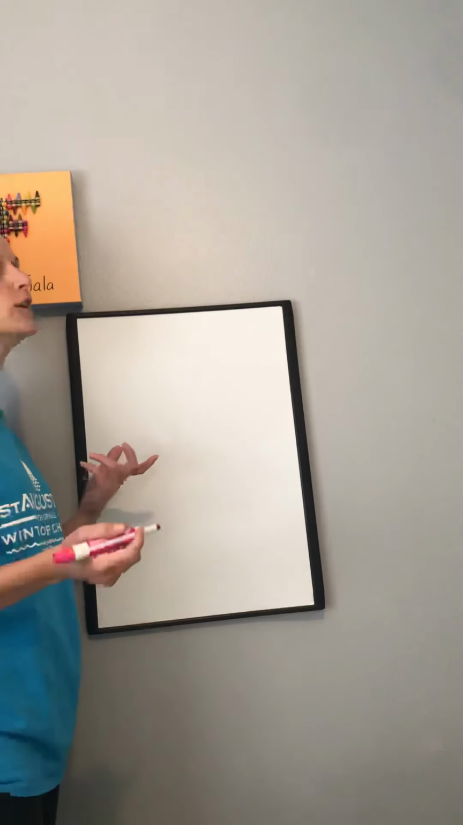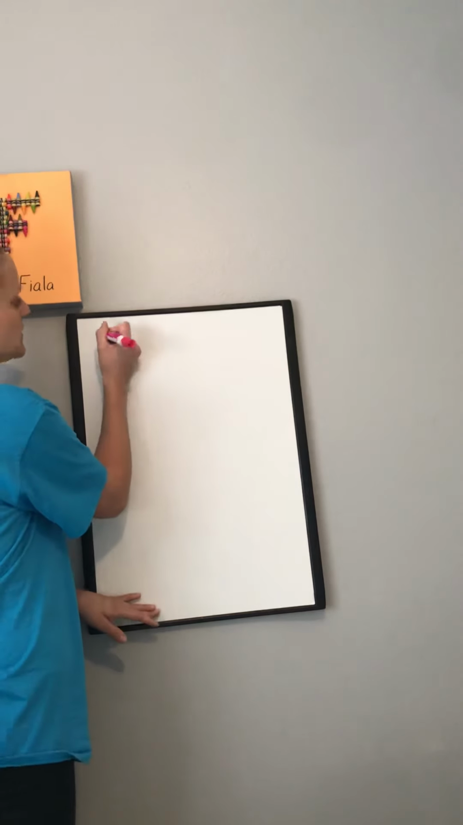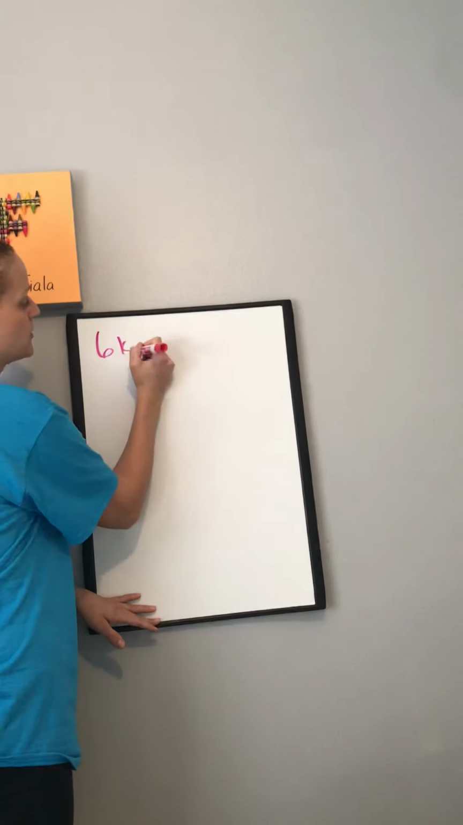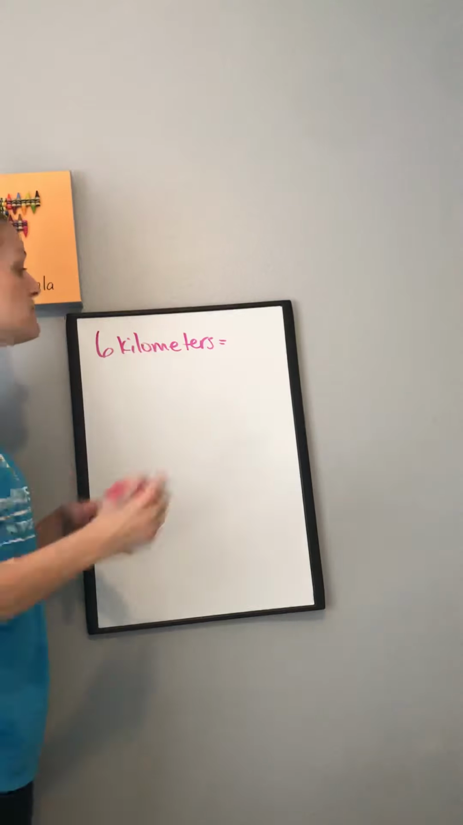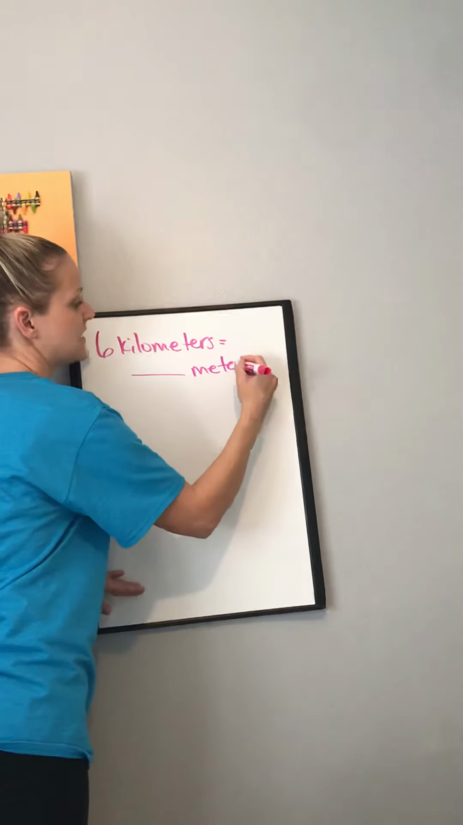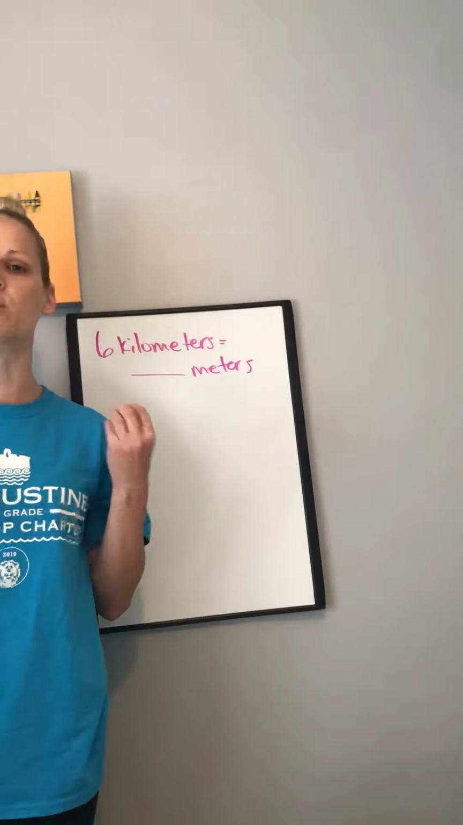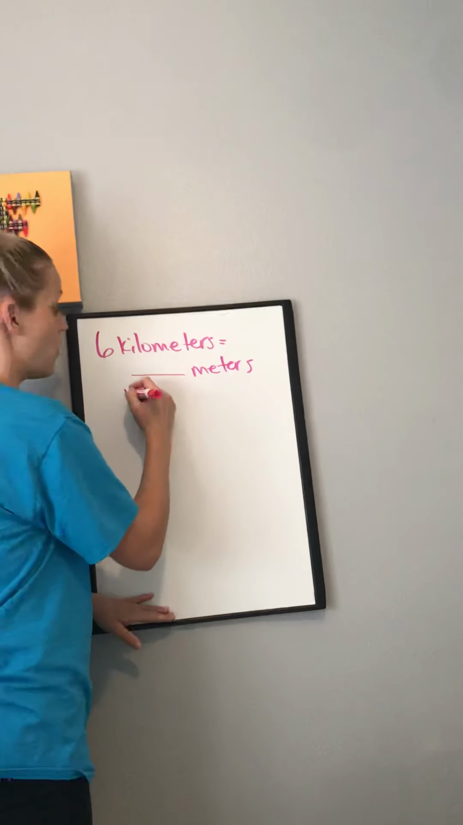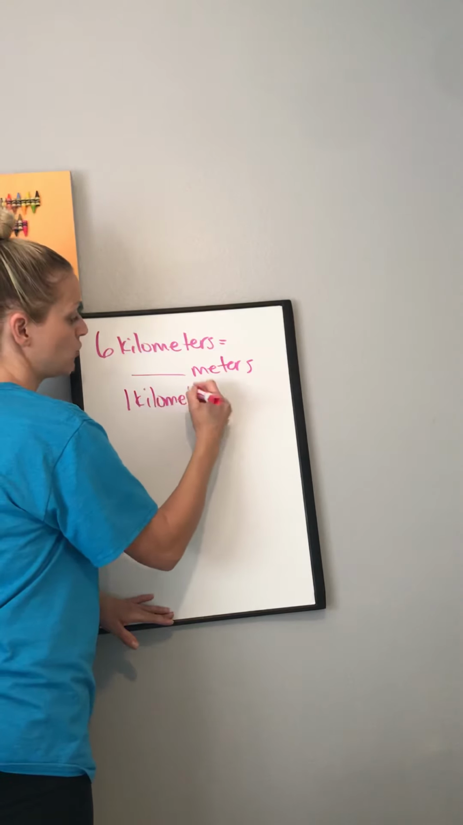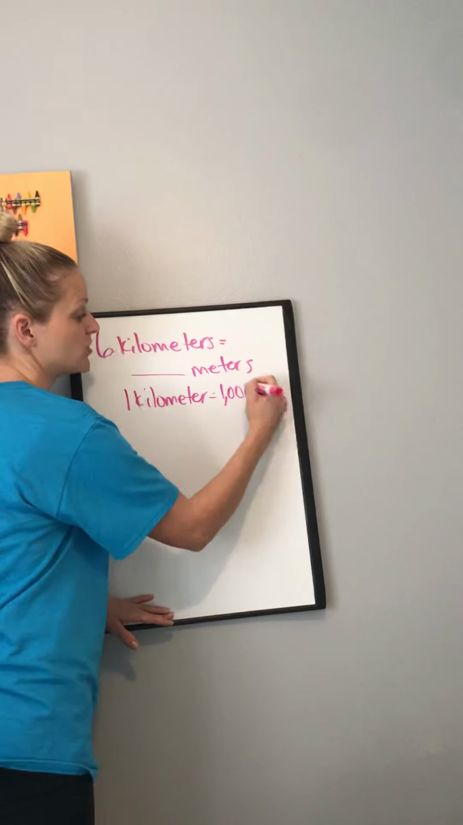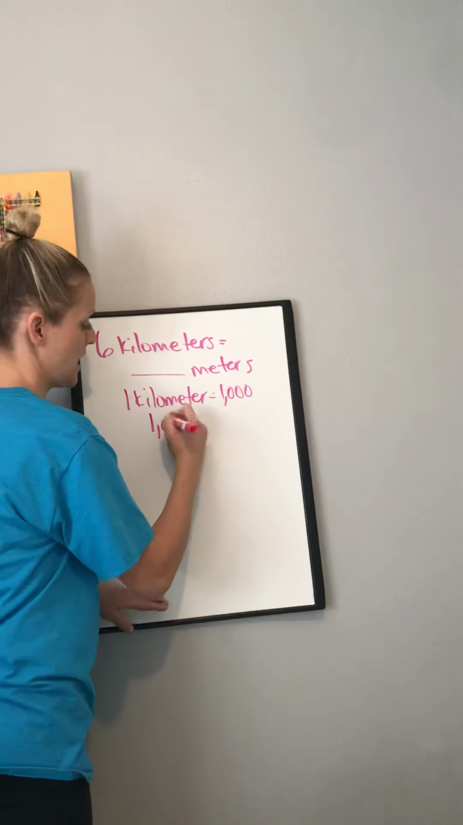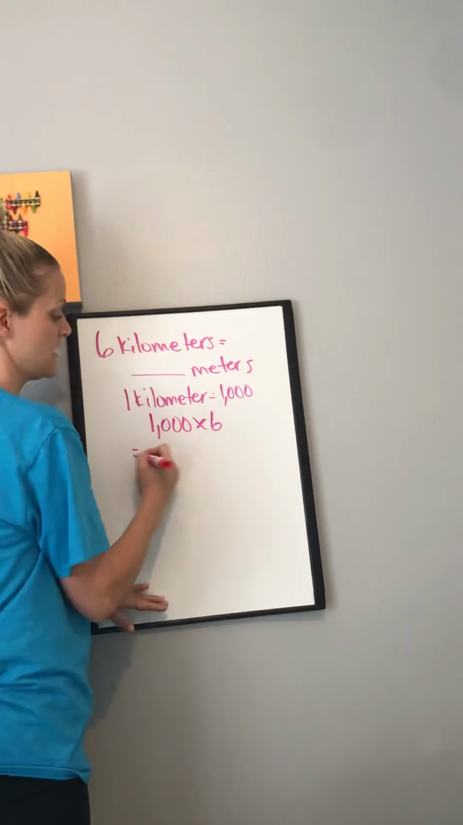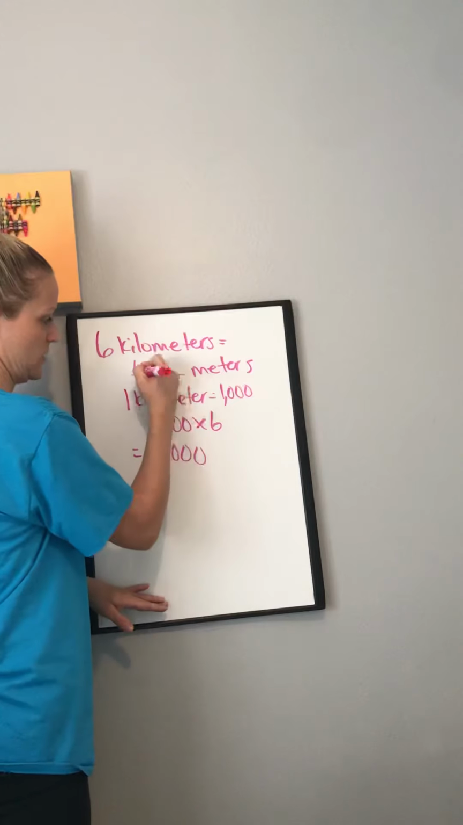Okay, so say we were going from 6 kilometers. And I want to know how many meters that equals. It's the same steps. The first step, we're going to write down what we already know. I know 1 kilometer is equal to 1,000 meters. So how do I figure out how many meters are in 6 kilometers? I'm going to do 1,000 times 6, which is 6,000 is your answer.